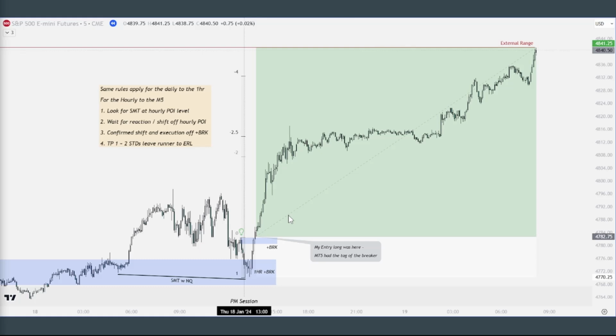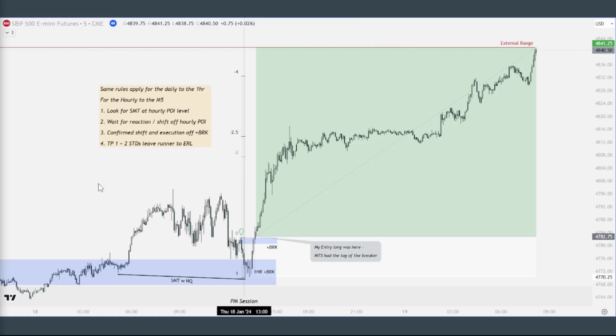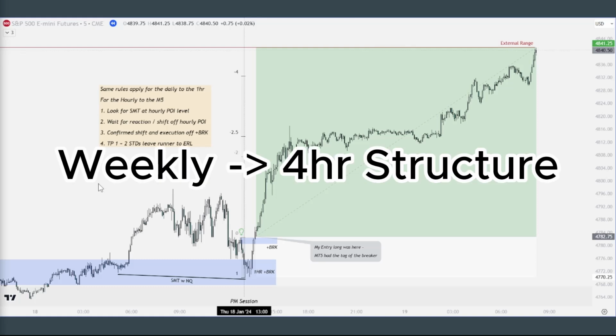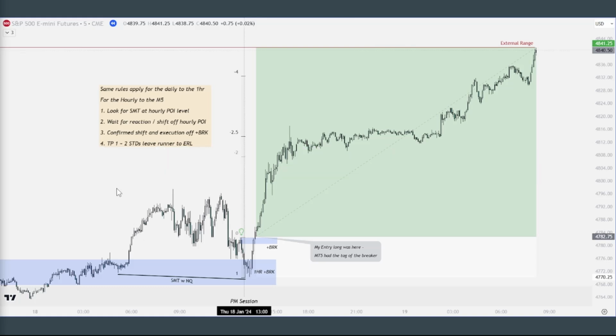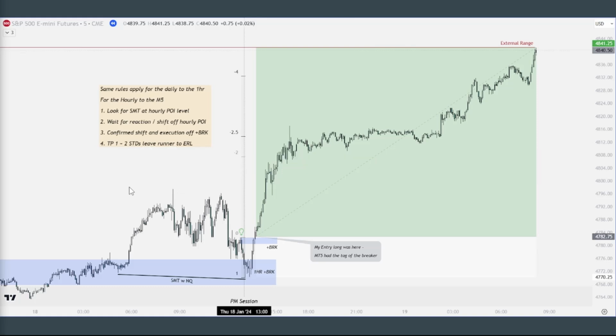I want you guys to understand that this is literally all I trade. I look for, one, the SMT divergence at the daily, weekly, or monthly key level, and then I drop time frames based off of what my daily, my weekly, or my monthly is telling me. If it was a weekly chart, I'm dropping down to the 4 hour for structure. If it is a monthly chart, I'm dropping down to the daily for structure, and so on and so forth.